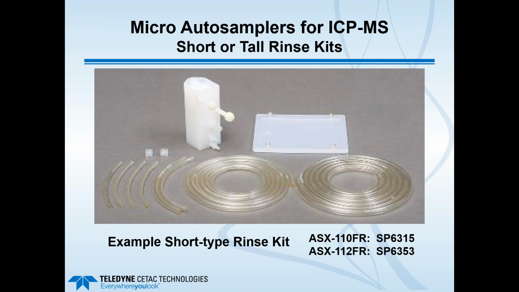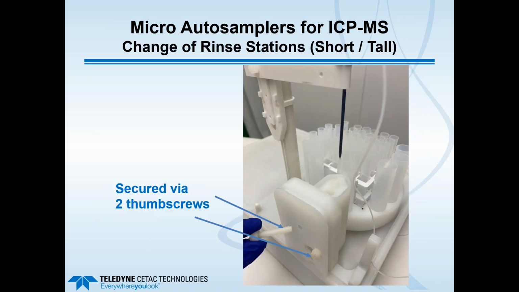I did want to point out just a little detail about the short or tall rinse kits. Here's an example of a short type rinse kit and the pieces that would go with it. Of course, you note the short rack adapter plate there that you would then put in the tray. The rinse stations themselves are very easy to swap out. They're simply secured via two large thumb screws, and those are denoted in that picture. So they're very easy to change out if you do need to change out between short and tall or back tall to short, depending upon the sample volumes that you want to run.